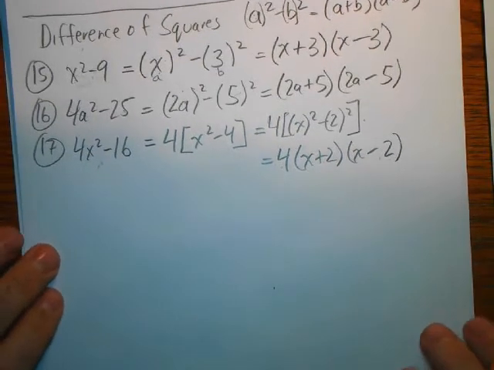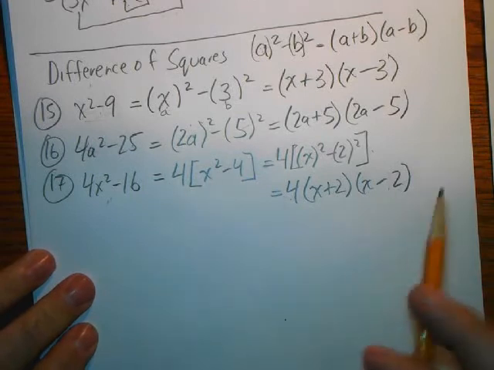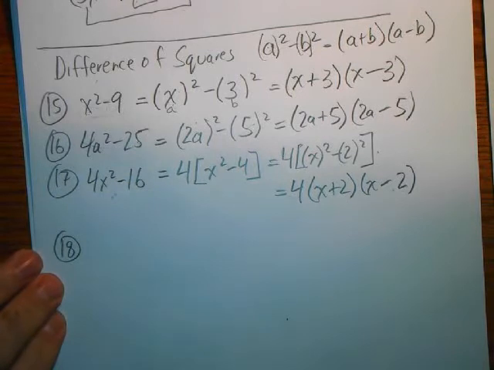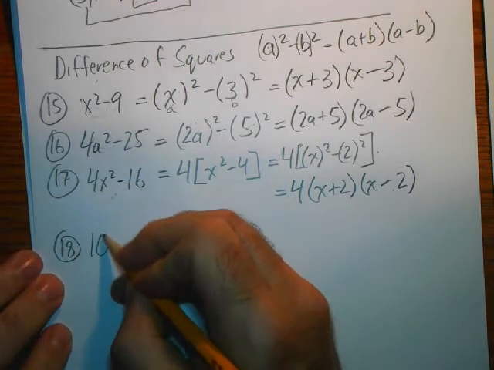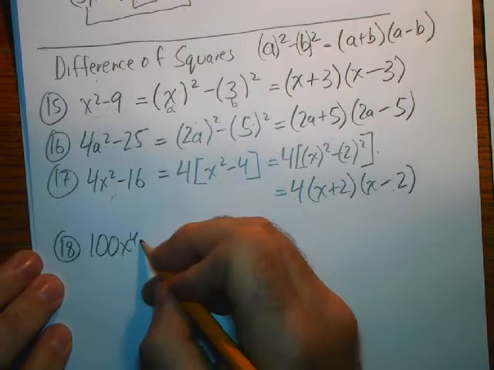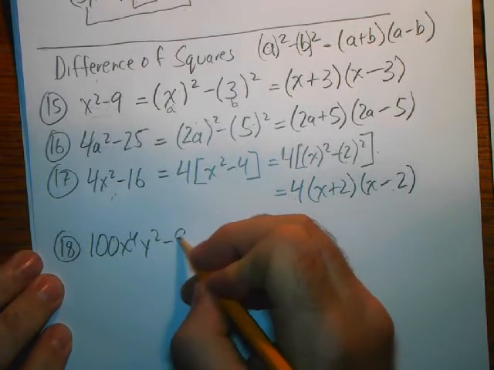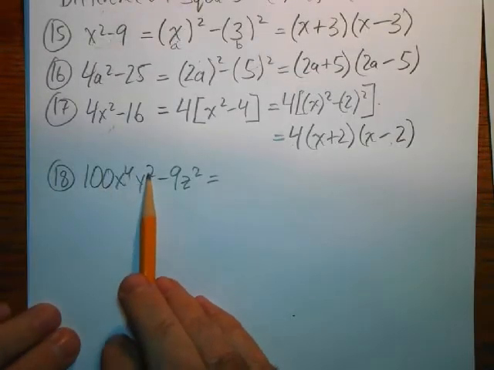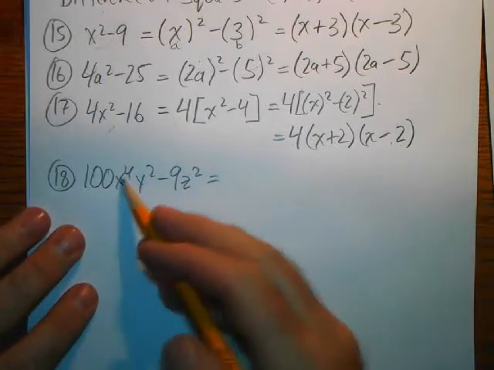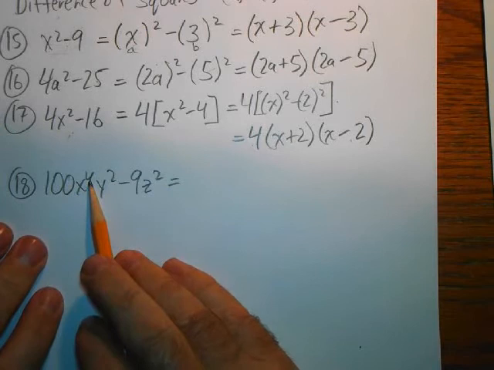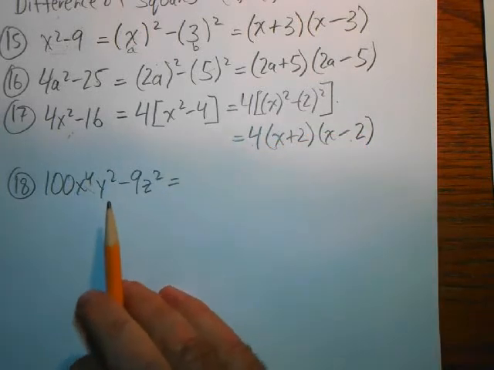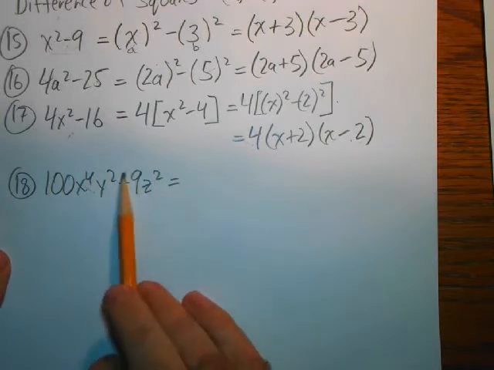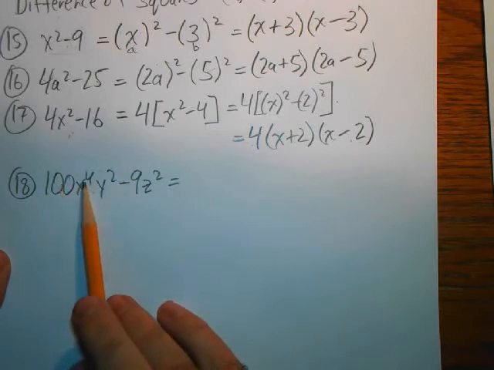Okay, number 18. This one's a little trickier, but you'll see why that method that I just talked to you about is beneficial. So you've got 100x to the fourth y squared minus 9z squared. Looks tricky because we have three different variables and an exponent of 4. What I would do is do the checks: two terms, check, minus sign, check, square rootable, square rootable, square rootable. Everything's square rootable. I can't common factor anything out of here.